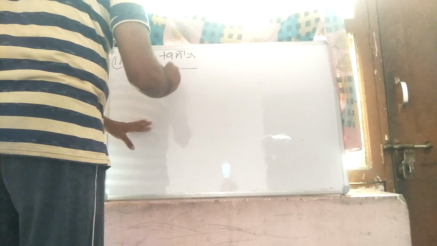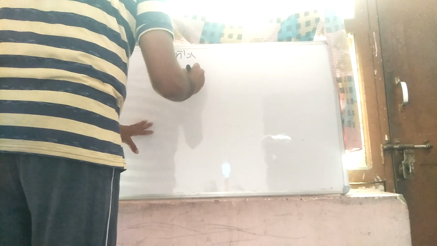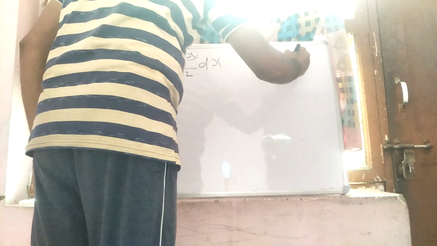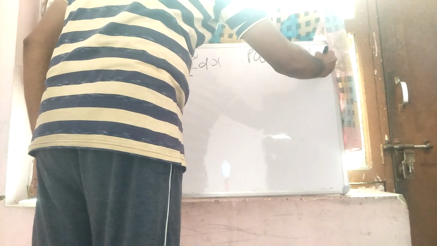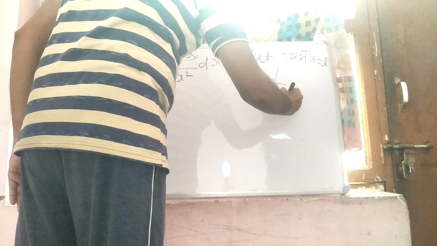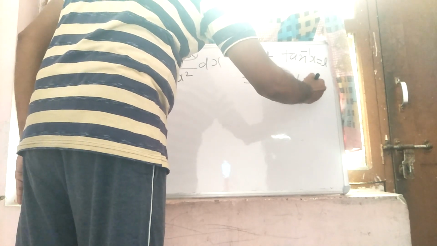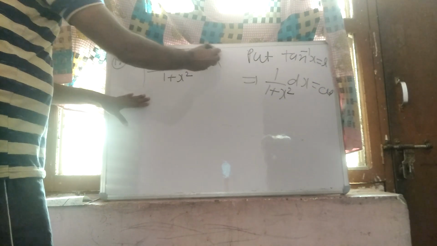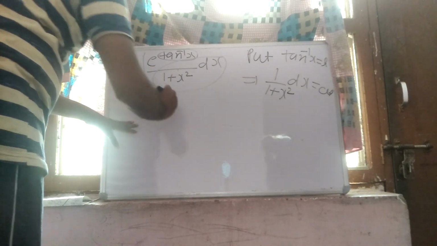Next, the integral of e to the power tan inverse x upon 1 plus x square. We put tan inverse x equal to t. This is the method. Tan inverse x equals t, so 1 upon 1 plus x square into dx equals dt.